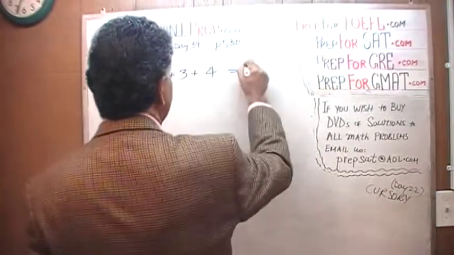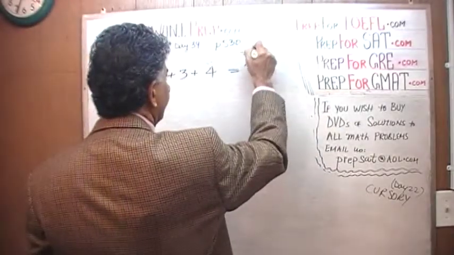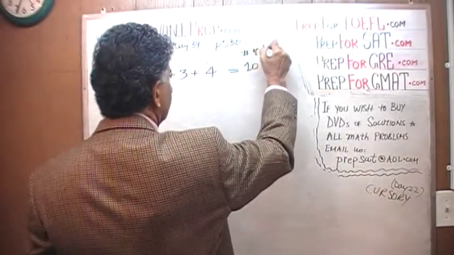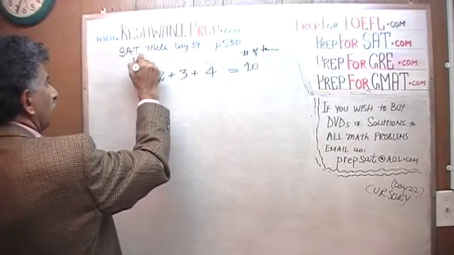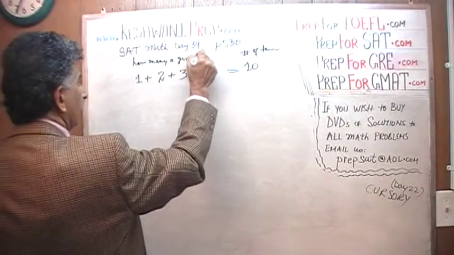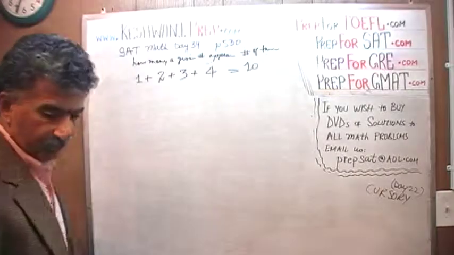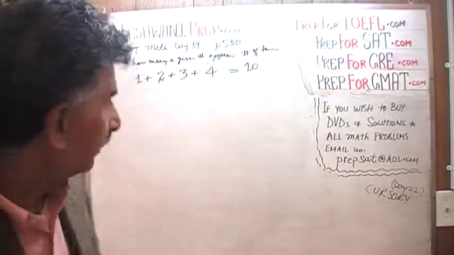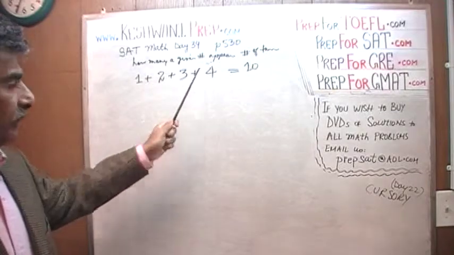So these are the 10 terms so far. These are the number of terms, and this shows you how many times a given number appears. For example, what this is trying to tell you is that 1 appears once, 2 appears twice, 3 appears 3 times, 4 appears 4 times.